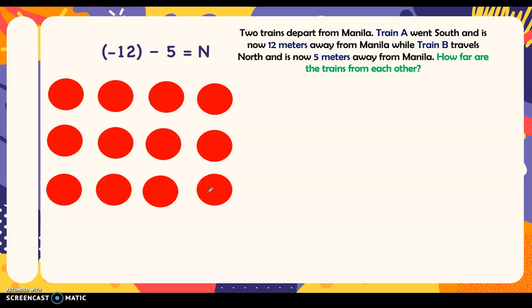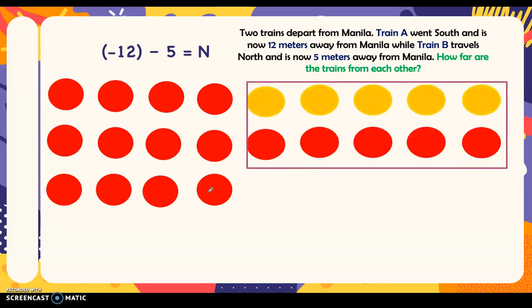All you have to do is to add 5 zero pairs. When you say zero pairs, it has a positive and a negative chip. So we have 5 zero pairs: first, second, third, fourth, fifth. Why did we add 5 zero pairs? So that we can have 5 positive here, because we cannot cancel if we just put 5 positive here without the other pair, which is the red ones.